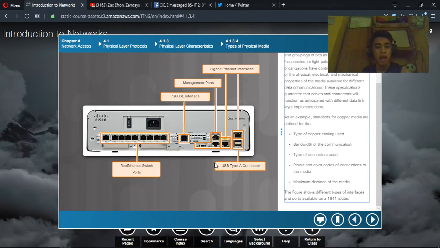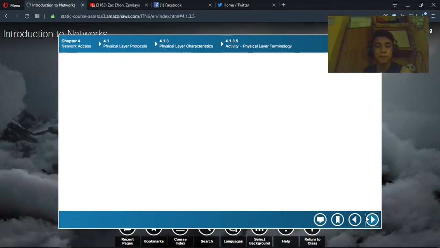Here we can see a router. It is a 1941 router, and we can see that it has 2 gigabit Ethernet interfaces, a USB Type A connector, management ports, which are console ports, an SHDSL interface, and fast Ethernet switch ports that we use to connect our devices.